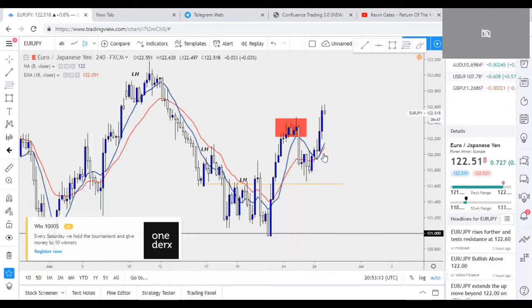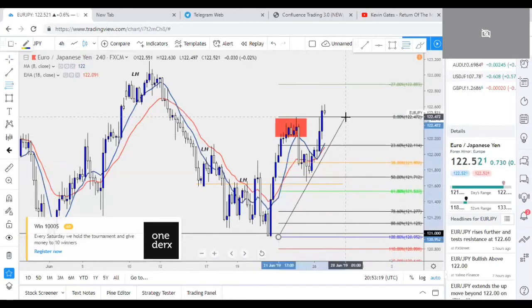And we don't consider 23.6 as a retrace. We consider anything past the 38.2 a valid retrace. So what I'm going to do now is pull my fibs out. And the reason I have this red box drawn out is because this red box right here is my higher high point. I have a higher high point on my 4-hour time frame.